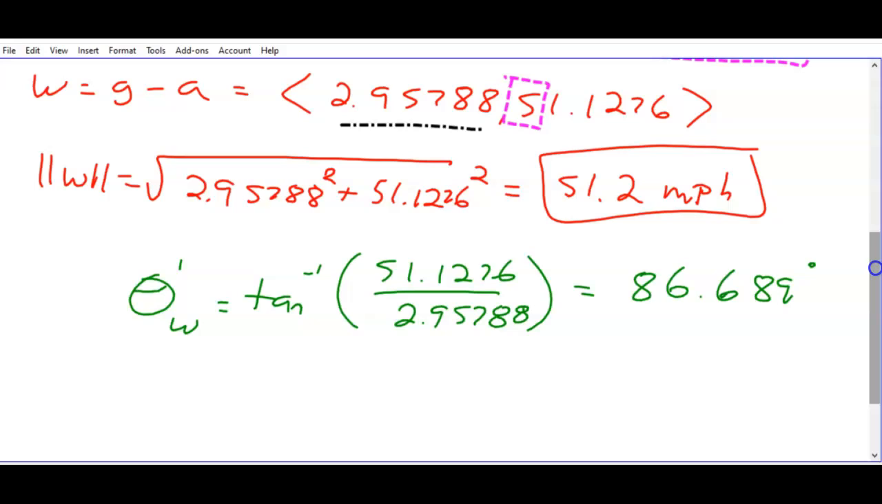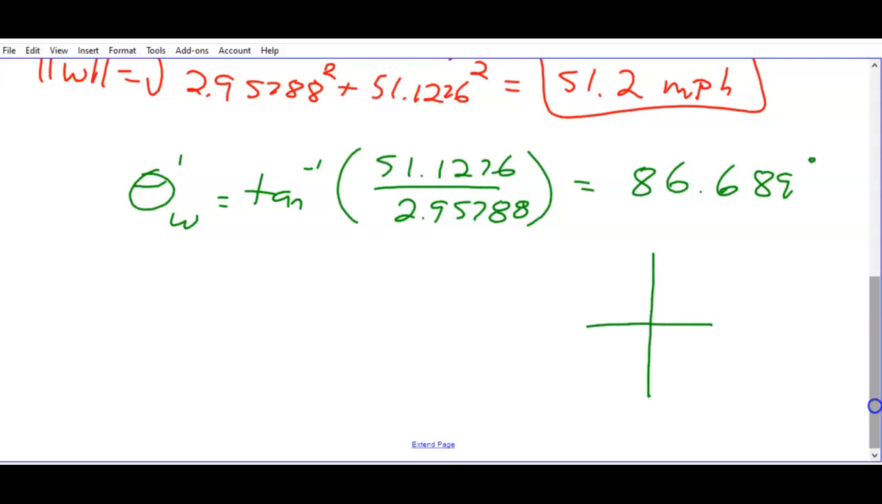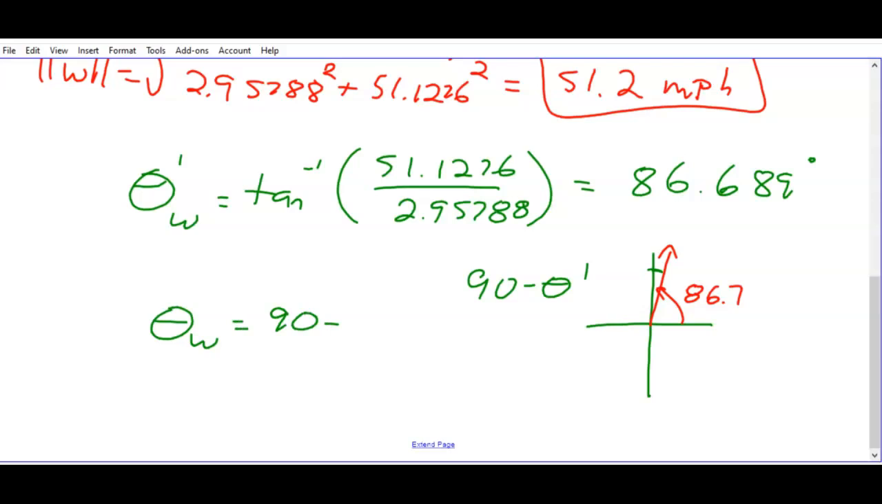Nope, that's the calculator answer. We need to draw a picture. Where's that angle? Remember, that one's from your calculator, so that's your trig angle. That's that first quadrant one, something almost 90. So that's 86.7. What angle do we want? We want that little one right there. To get that bearing, or true course, I'm going to do 90 minus theta prime. So my bearing angle of the wind is 90 minus 86.7. So what's that? 3.3 degrees.